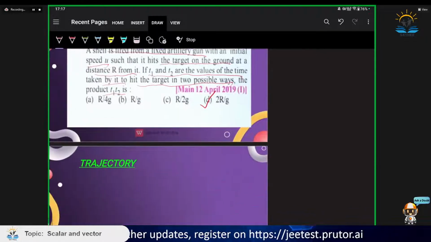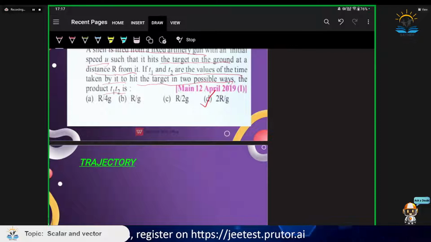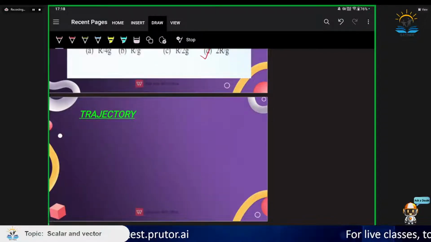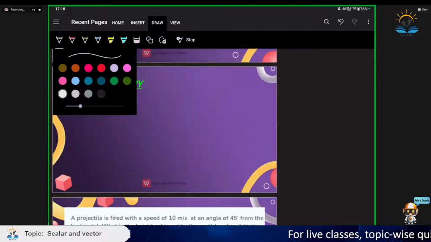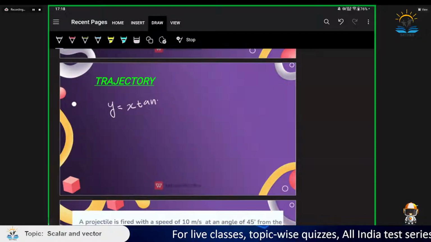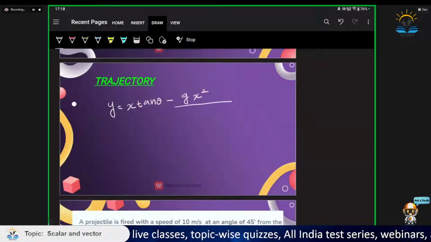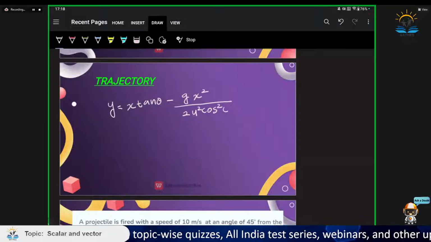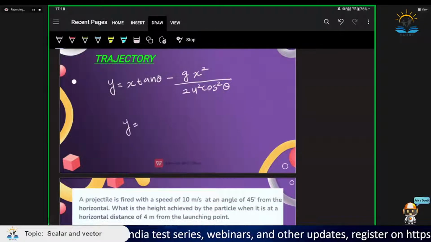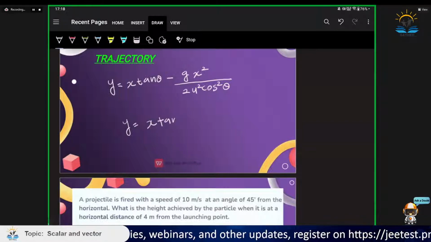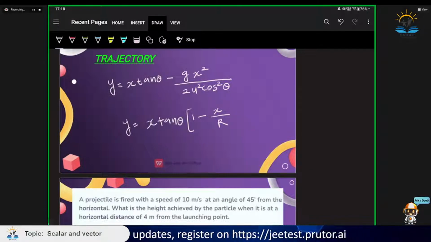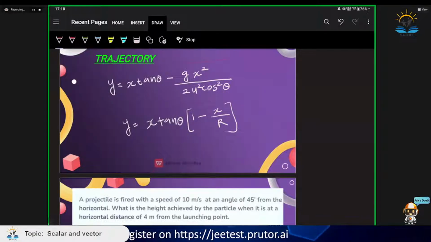Next, let's see the trajectory of a projectile. Trajectory of a projectile means at any point, what will be the x coordinate of the projectile and what will be the y coordinate of the projectile. We have two equations. Learn these equations by heart. First one is y equal to x tan theta minus gx square divided by 2u square cos square theta. And our second equation, derived from the first, takes x tan theta common: y equal to x tan theta into 1 minus x by R. Here R is the horizontal range.